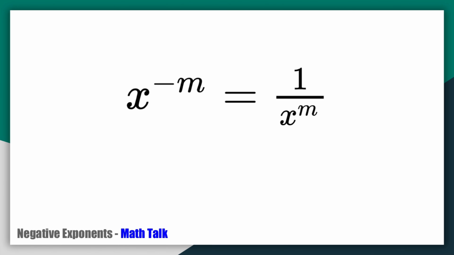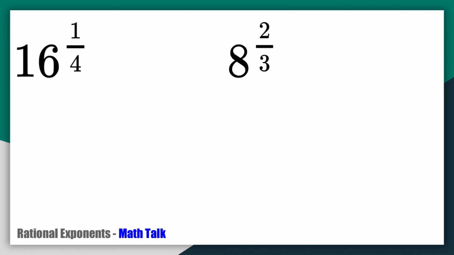Now, this is what the official property looks like. Basically, when you take a variable to the power of a negative exponent, you need to put it in the bottom, put it in the denominator's place, and then evaluate it. Okay, let's look at the next one.